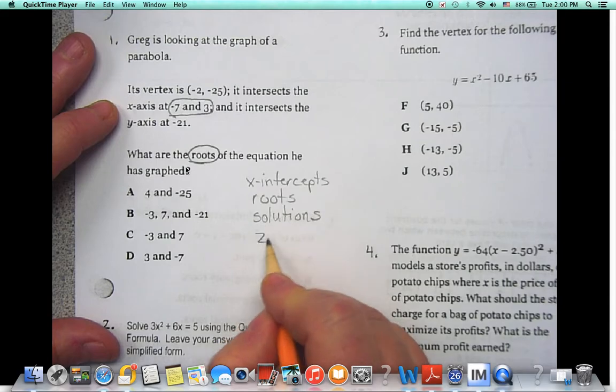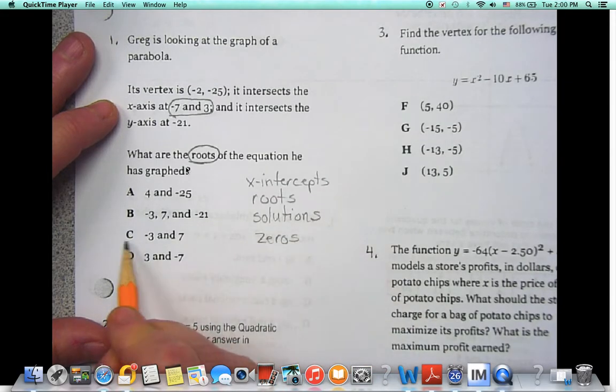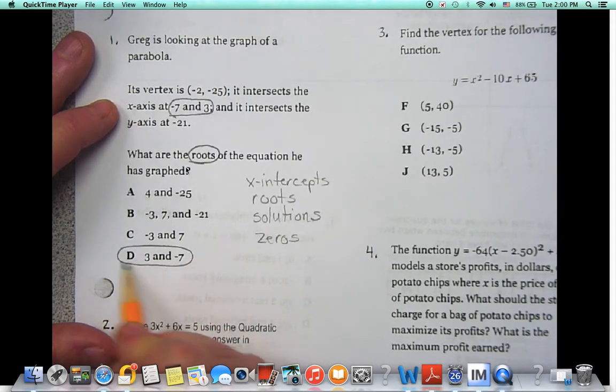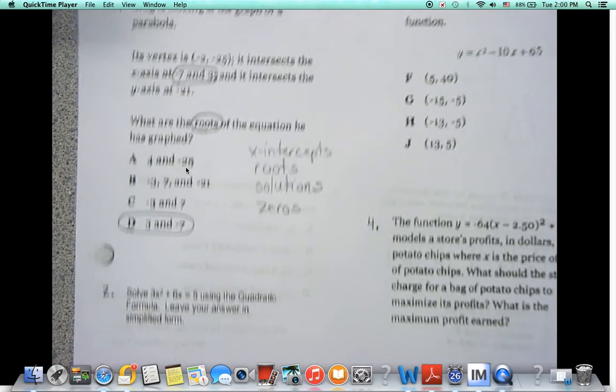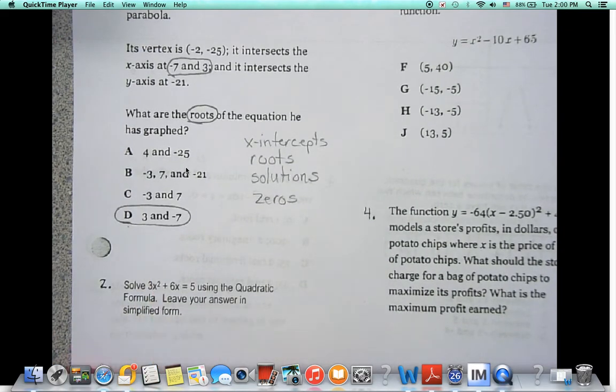Solutions, roots, and zeros. So the answer, is it C or is it D? It is D. Good. X-intercepts are the solutions. They are the roots. I hope every question is like that.